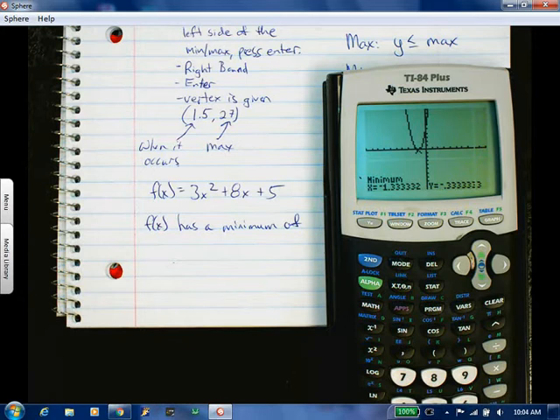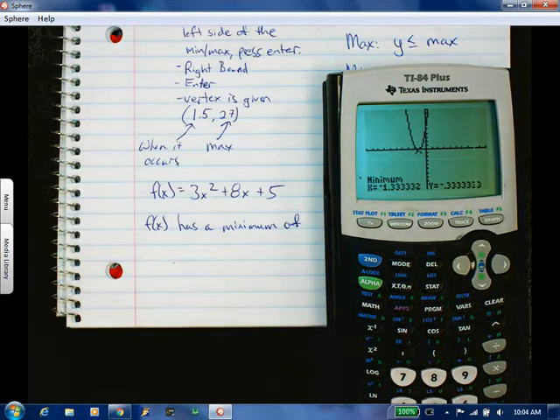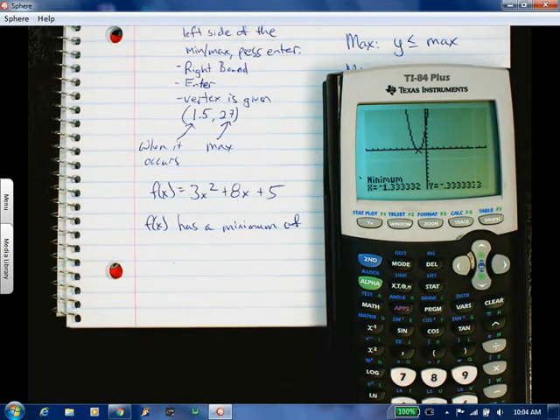Okay, Cassandra. Let me give you left bound. Put it on the left side of the minimum. Enter. Now move it to the right side of the minimum. Where? Okay, finish up domain and range once you have that.